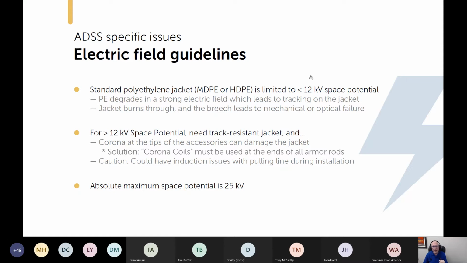And yet this is the way it's most commonly done because it's easier, a lot easier, and a lot more practical than trying to analyze and work with the electric field. But true, it is the electric field that leads to tracking on a jacket.